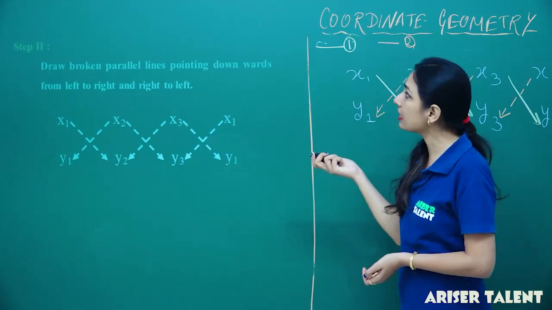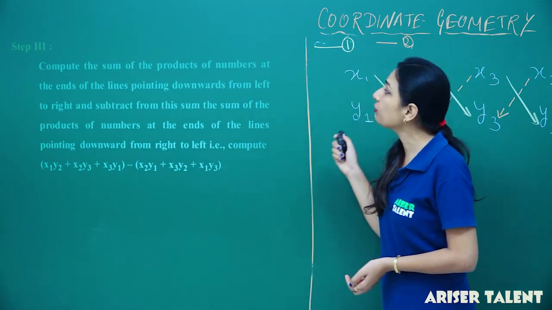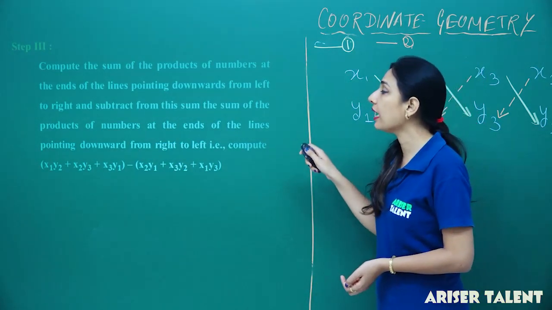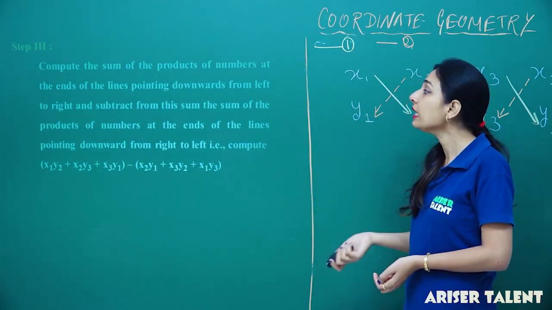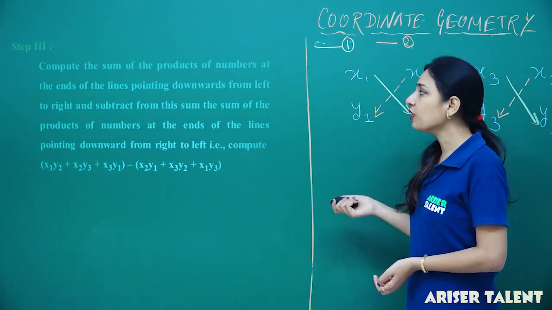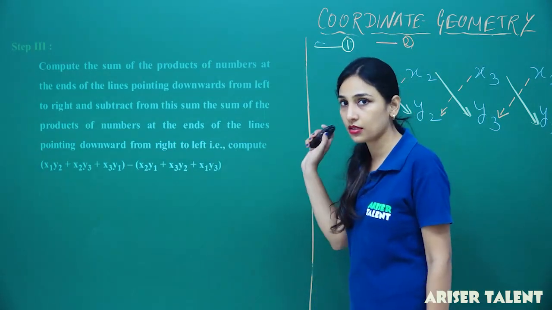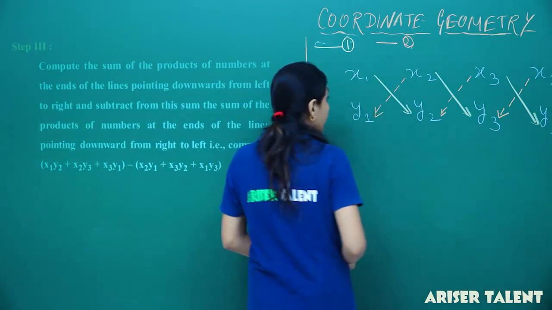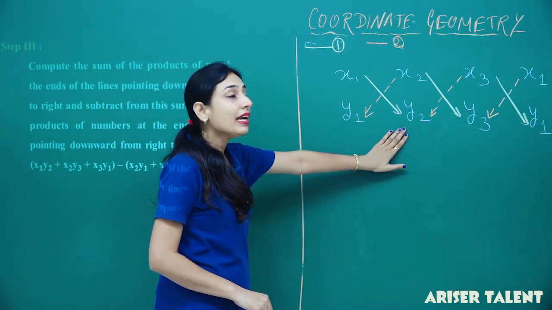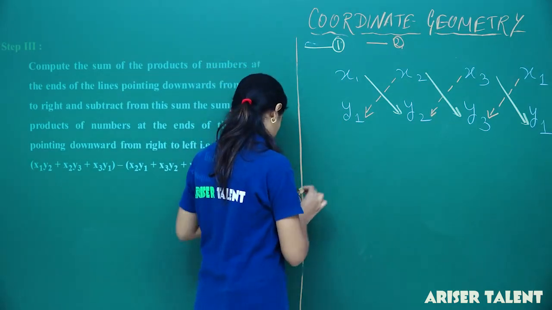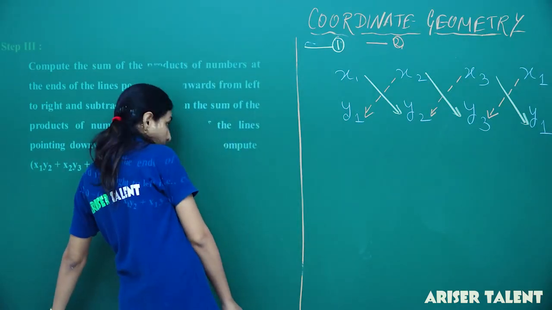Step 3, and in step 3 what will we be having? Step 3 is: compute the sum of the products of numbers at the ends of the lines pointing downwards from left to right, and subtract from it the sum of the products of numbers at the ends of the lines pointing downwards from right to left. That is, compute this. Now what is this? Okay, it's saying that this is this. Now you can multiply these two. Okay, multiply these two.